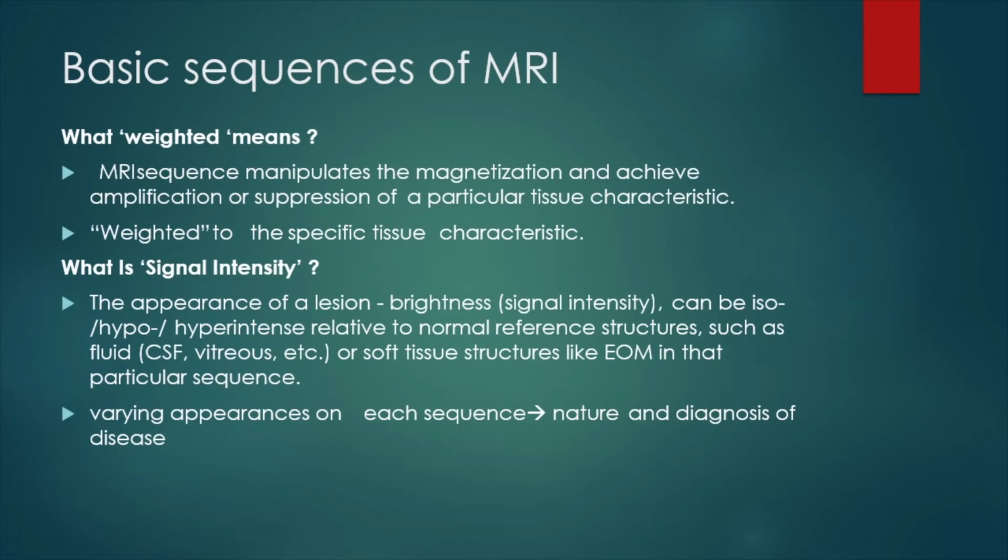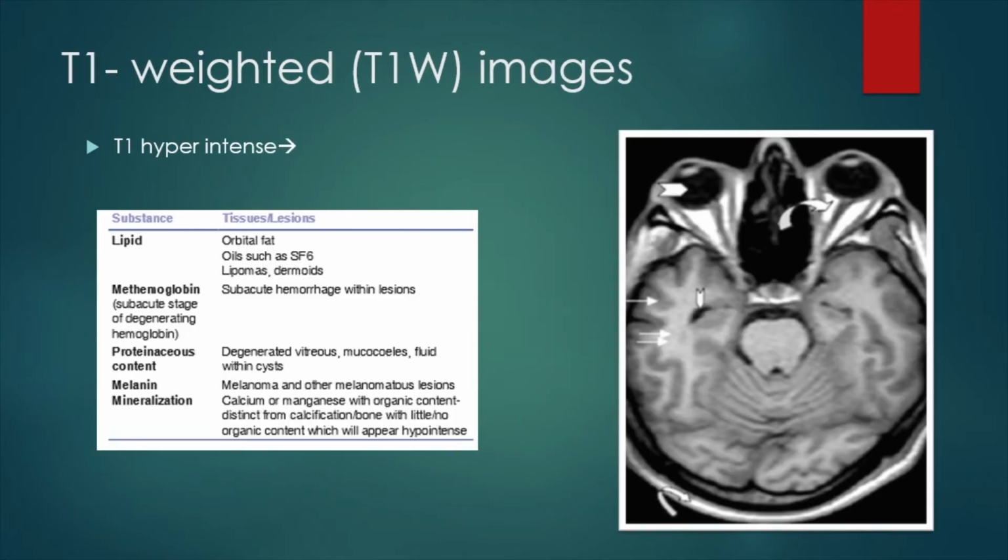So what is weighted? Weighted is when an MRI sequence manipulates the magnetization and achieves amplification or suppression of a particular tissue characteristic. And what is the signal intensity? The appearance of the lesion, that is the brightness, can be isointense, hypointense, or hyperintense relative to normal reference structures, such as fluids like CSF or vitreous, or soft tissue structures like extraocular muscle in that particular sequence. So this is the T1 weighted image.